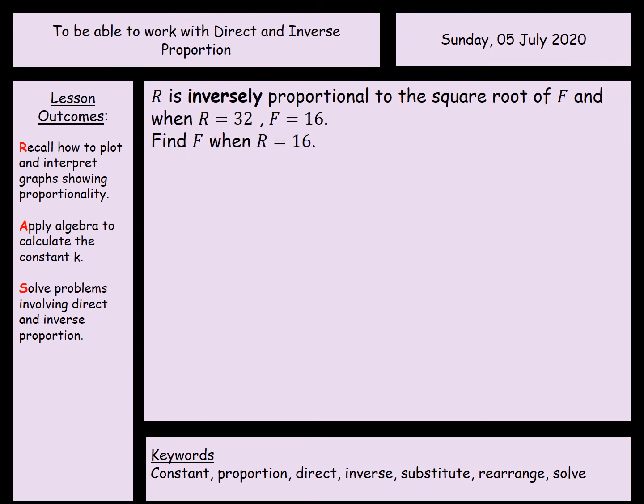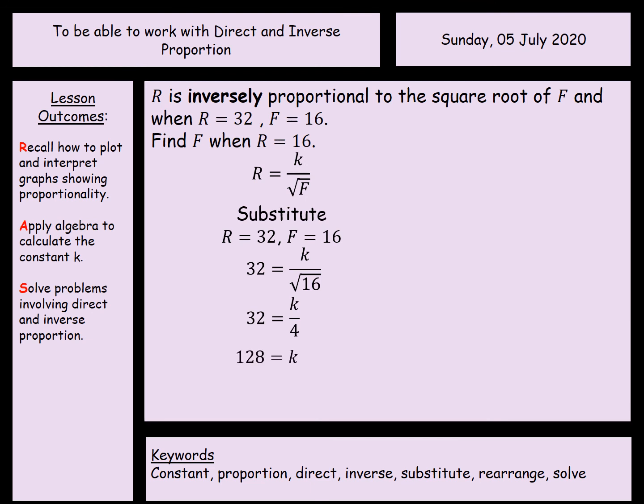Okay, one last one. R is inversely proportional to the square root of f, and we've been given some values. So we set it up. R is inversely proportional to the square root. Here we go. Substitute your numbers in. Work out what your value of k's got to be. Remember, if you've got a number down here, you're multiplying it up. So k is 128.